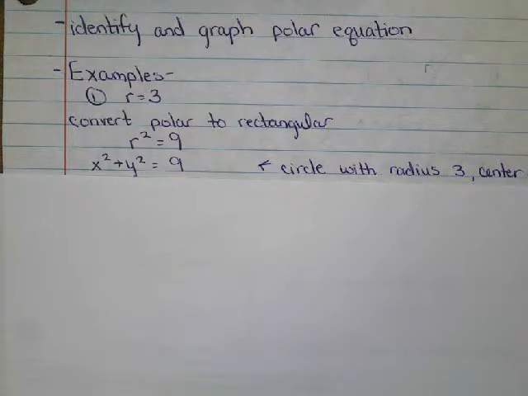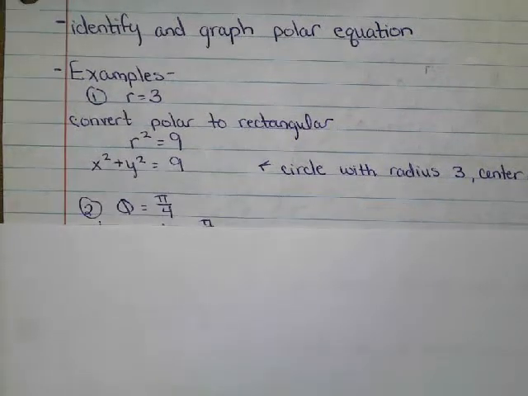Again, I squared both sides so I could get r squared. r squared equals x squared plus y squared, and that equals 9. And I recognize that that is a circle with a radius of 3. So I've identified that graph.